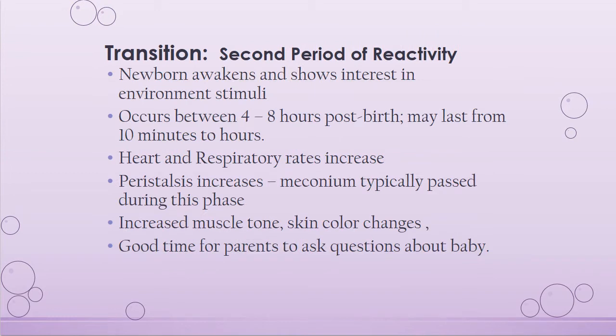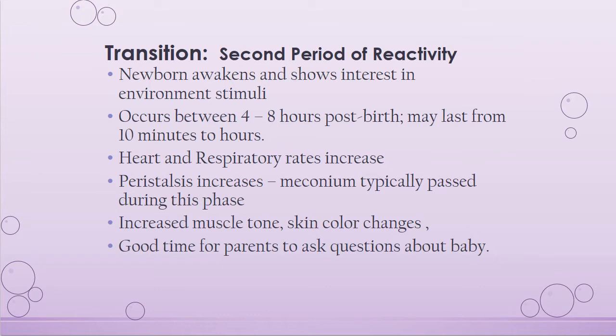The second period of reactivity is when the baby awakens. They show interest in their environment. They're stimulated. It occurs between 4 to 8 hours post-birth, and it may last 10 minutes to hours. Their heart and respiratory rates increase. Peristalsis increases, so meconium is typically passed during this phase. They have increased muscle tone. Skin color changes. It's a good time for parents to ask questions about their baby.